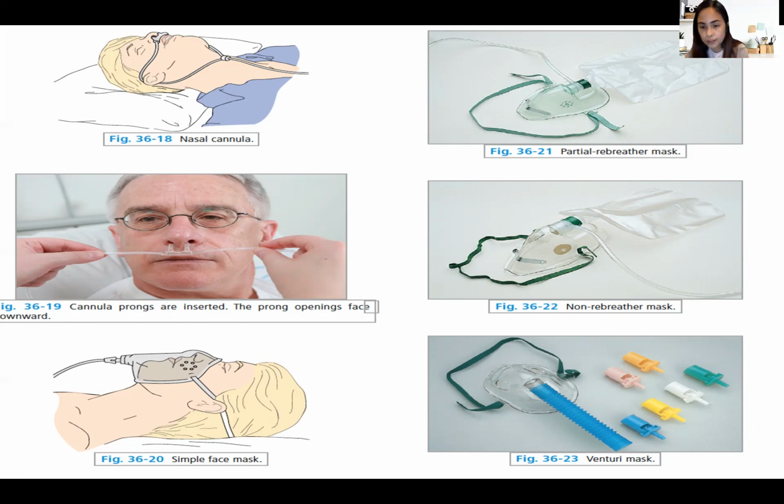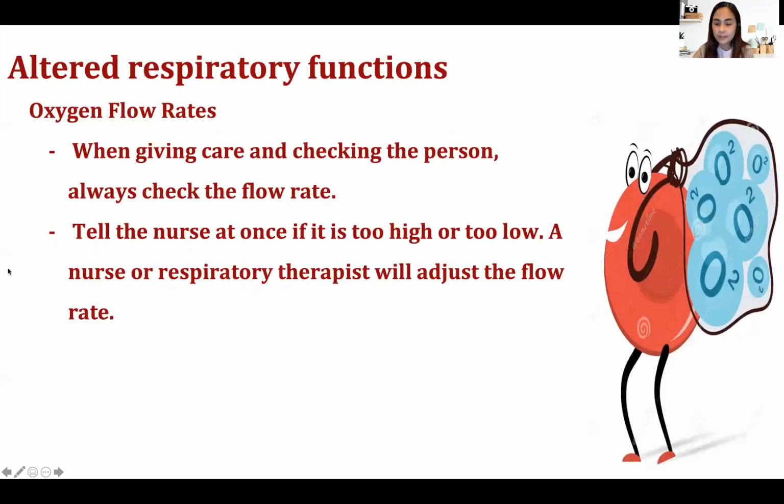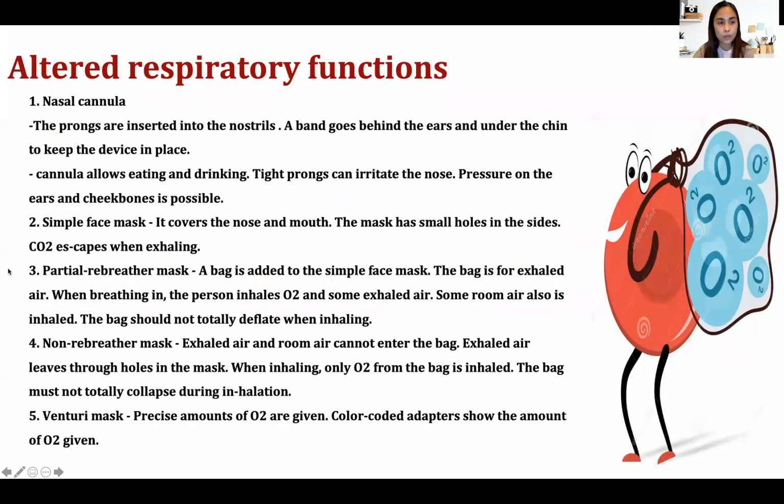And we have also the venturi mask. The venturi mask is more accurate among all these oxygen devices because it delivers an accurate amount of oxygen by using these colorful devices. Okay, so let's define them one by one.